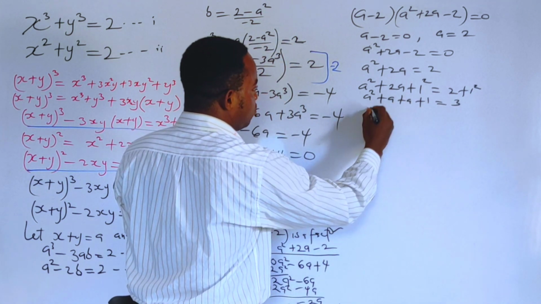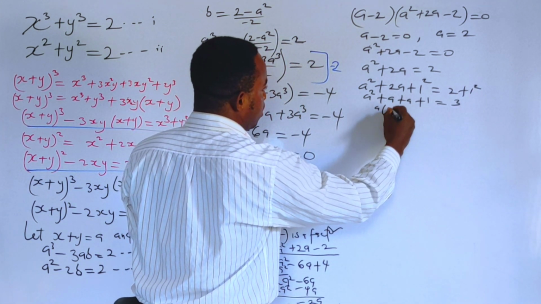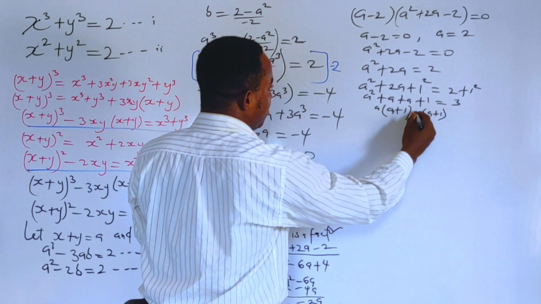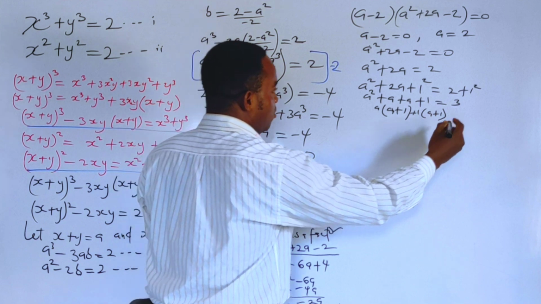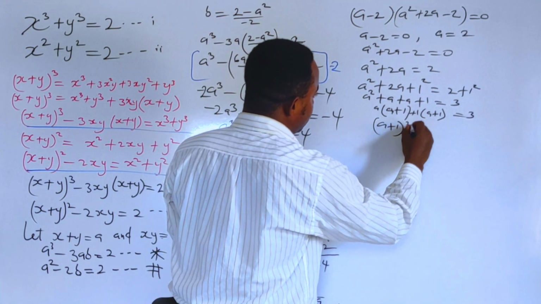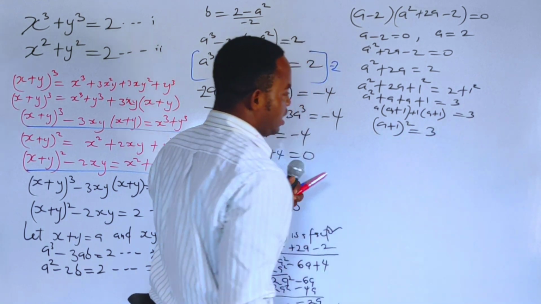So when we factor this part, we have a into a plus 1, right? We repeat a plus 1, because as long as you get the first one, the second one will be right. It's equal to 3. So this is a plus 1 squared. I shouldn't be wasting time with that.